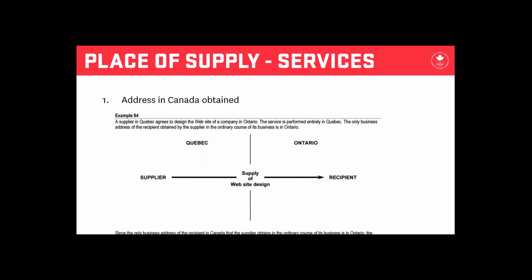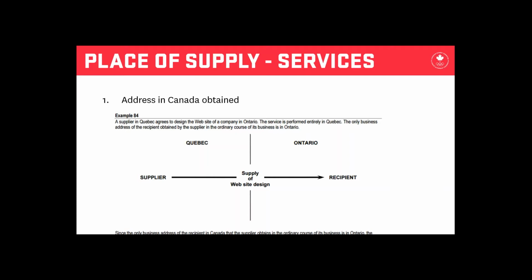So the Quebec-based company supplies web design services. It could be marketing advice. It could be any number of service-related billings to a company in Ontario. The service is performed entirely in Quebec. The only business address of the recipient obtained by the supplier in the ordinary course of business is its business in Ontario. So what that means is the Quebec company only has one address for its customer, and that is in Ontario.